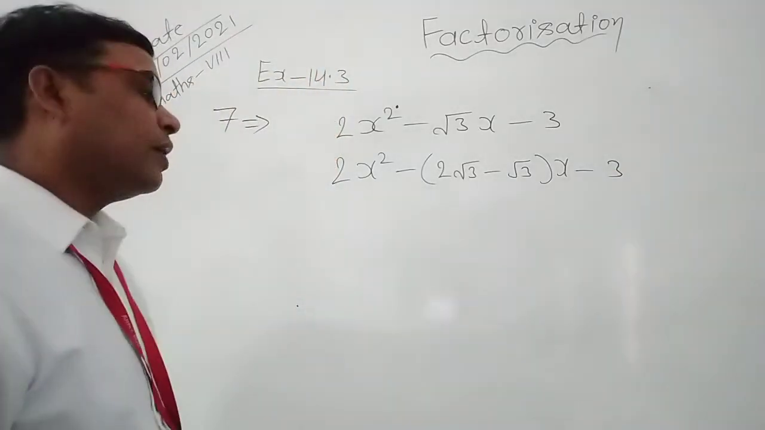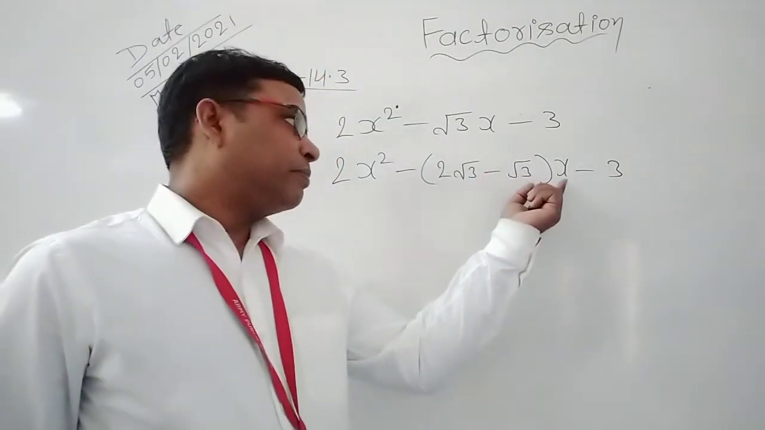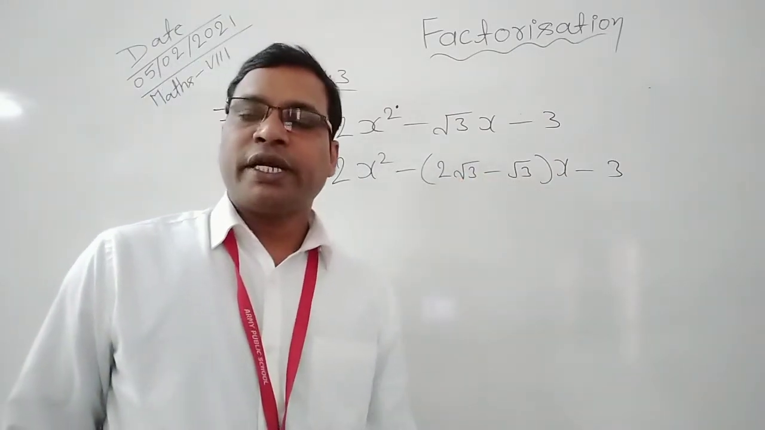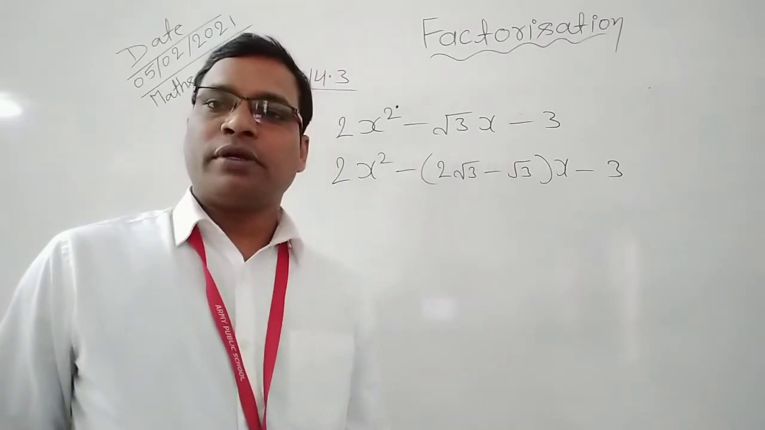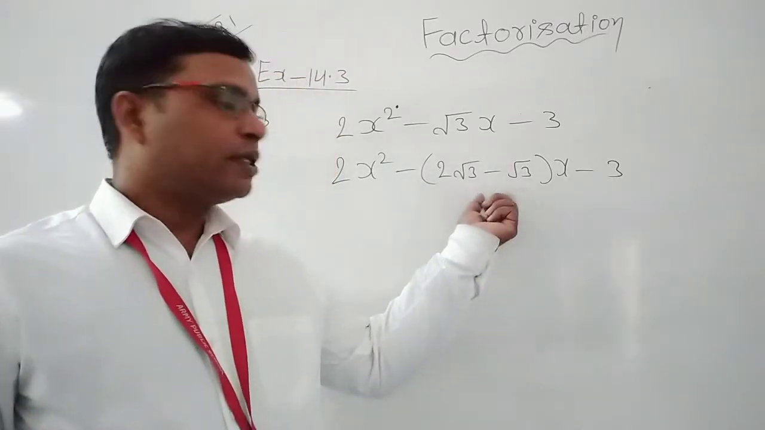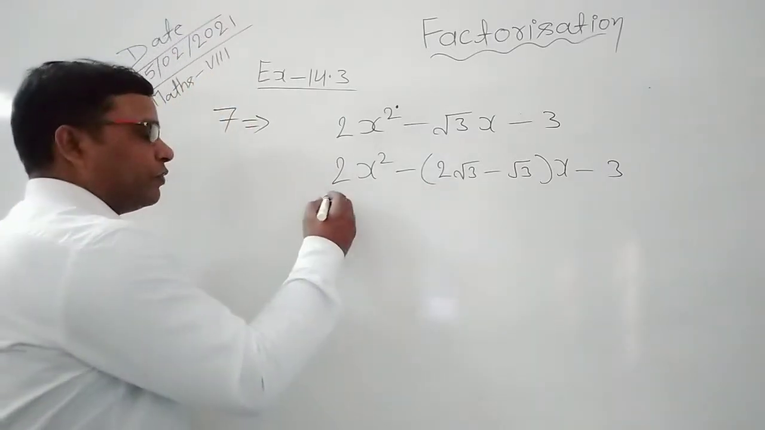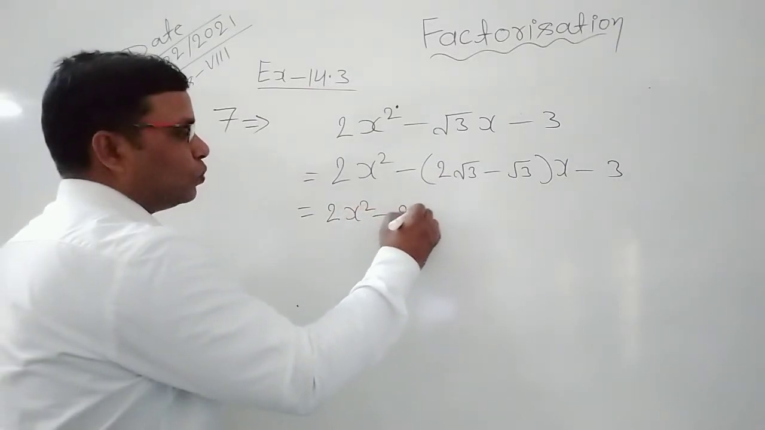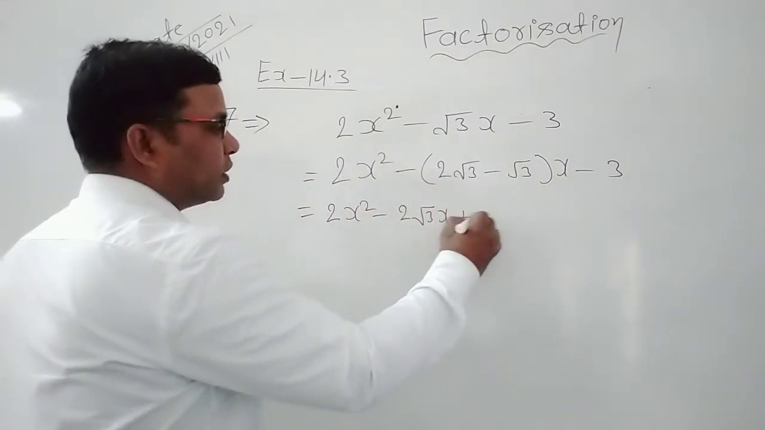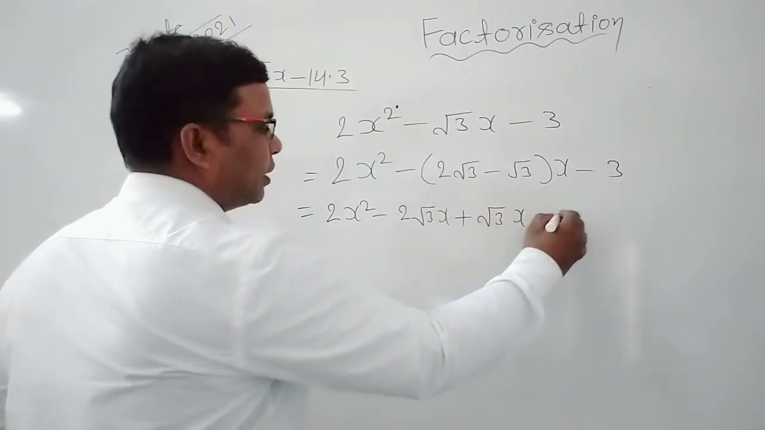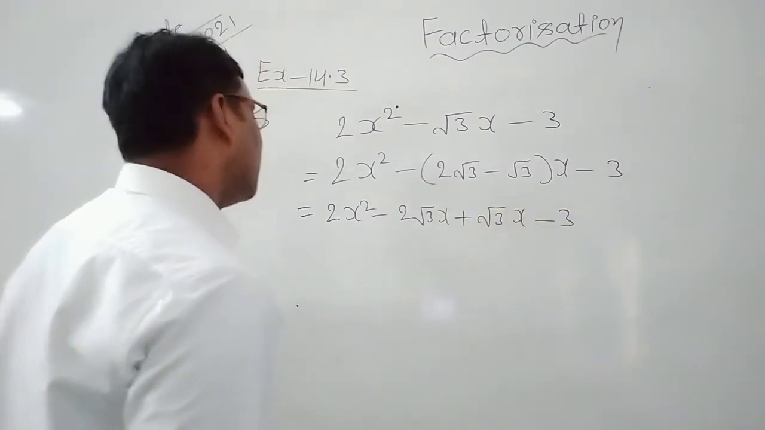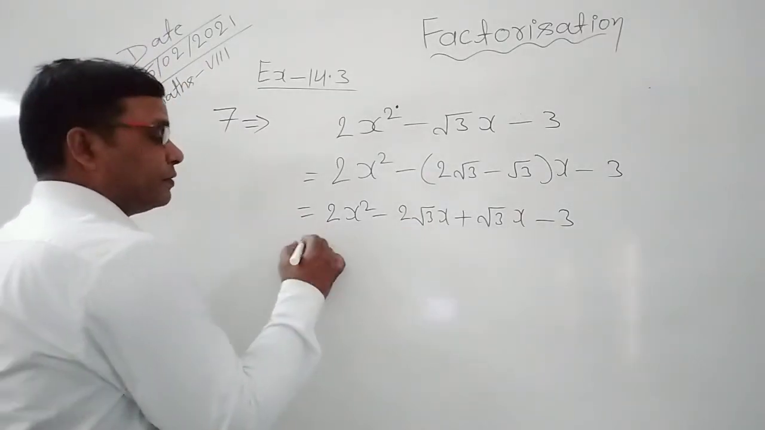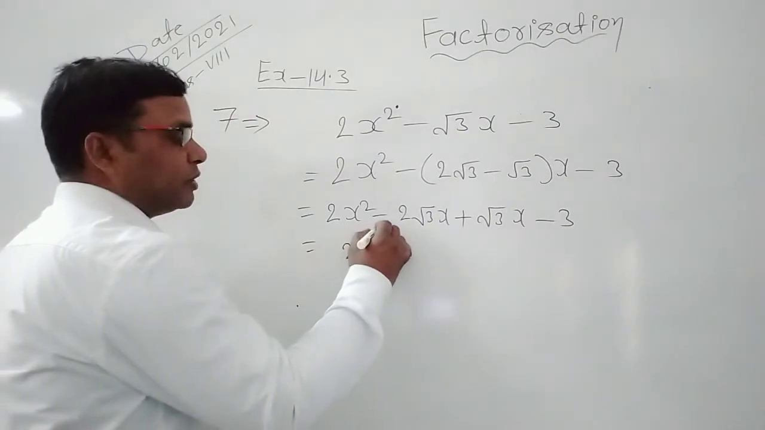Clear? Now, after this we multiply this x in this term and this term also. This property is called distributive law of multiplication over subtraction. So we can write it like this: 2x square minus 2 root 3x plus root 3x minus 3. This is clear? After this, we group it such that we get something common.